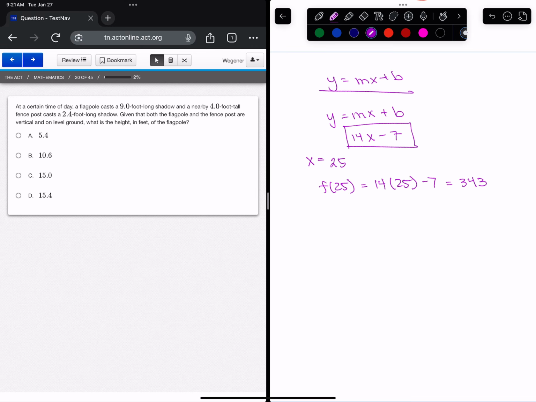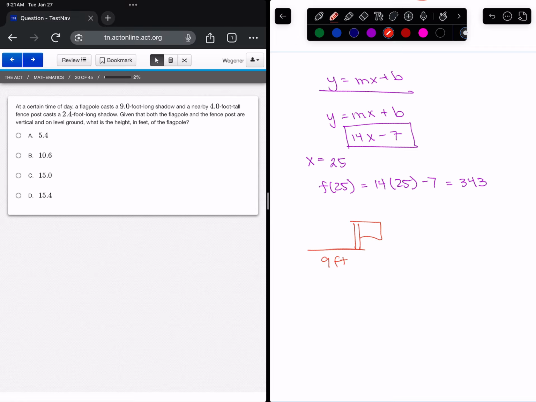Let's move on to question number 20. Okay, so here we have a word problem. When it comes to word problems, it's important that maybe you should draw it out, have a visual so that you know what each number is associated with. So at a certain time of day, a flagpole casts a 9-foot long shadow. Okay, so we've got a flagpole and it makes a 9-foot shadow.